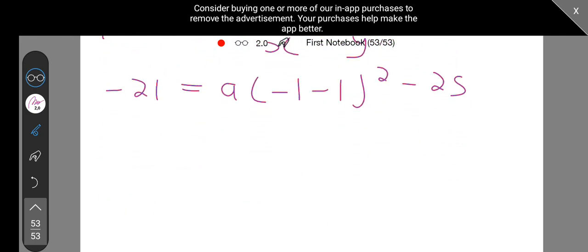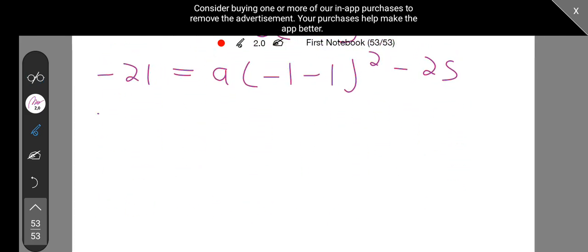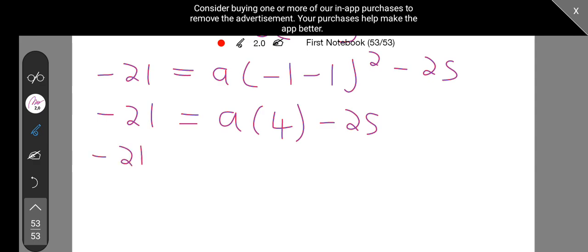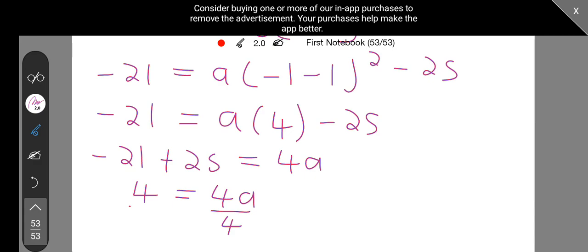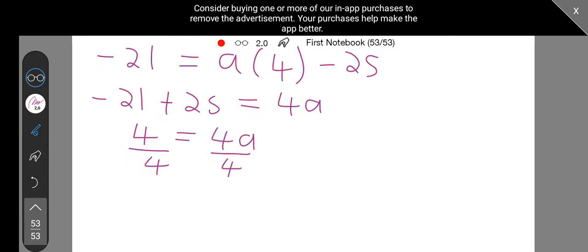Here it's a matter of algebra simplification. Minus 21 is equal to a multiplied by minus 2 squared, that gives us 4, and minus 25. We take the minus 25 to the left side, and we have minus 21 plus 25 is equal to 4a. What is minus 21 plus 25? That gives us 4. So 4 is equal to 4a. Let's divide both sides by 4, and the value of a is 1. This means that our a is equal to 1.